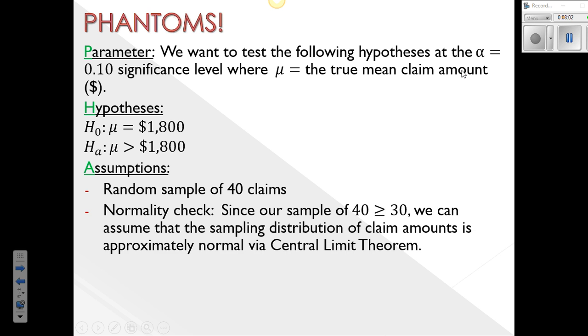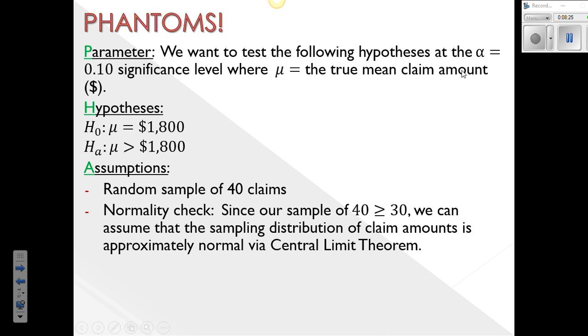Okay. Since our sample of 40 is greater than or equal to 30, we can assume that the sampling distribution of claim amounts, or x bar, is approximately normal via the central limit theorem. So very important that you know that when we use the central limit theorem, we're not talking about the population, we're talking about sampling distributions. Super important.